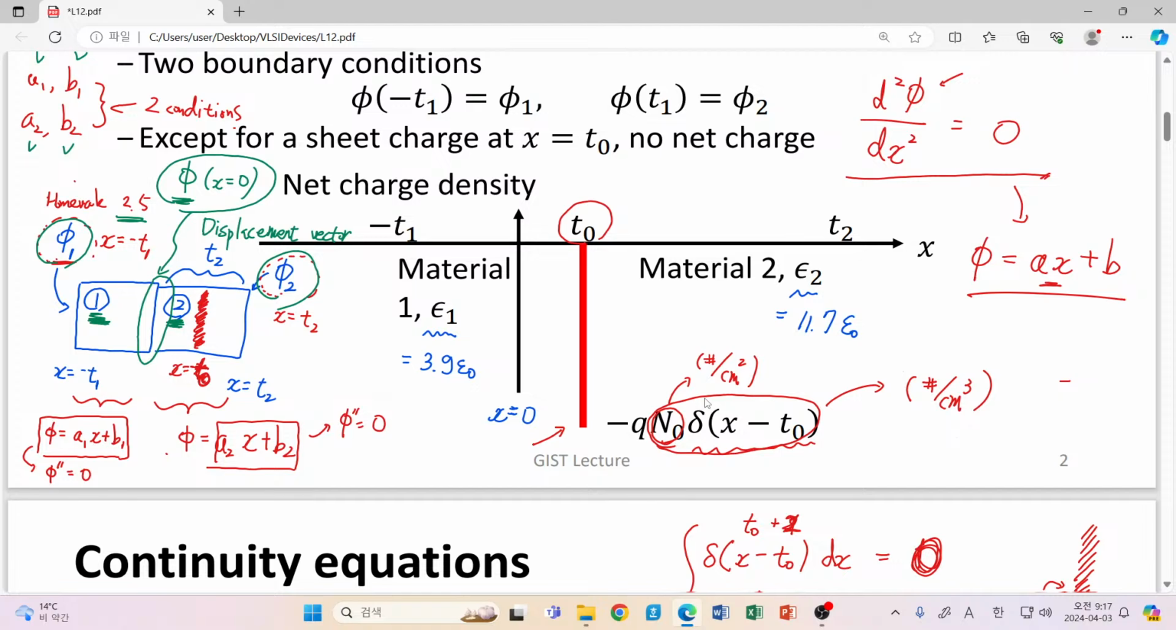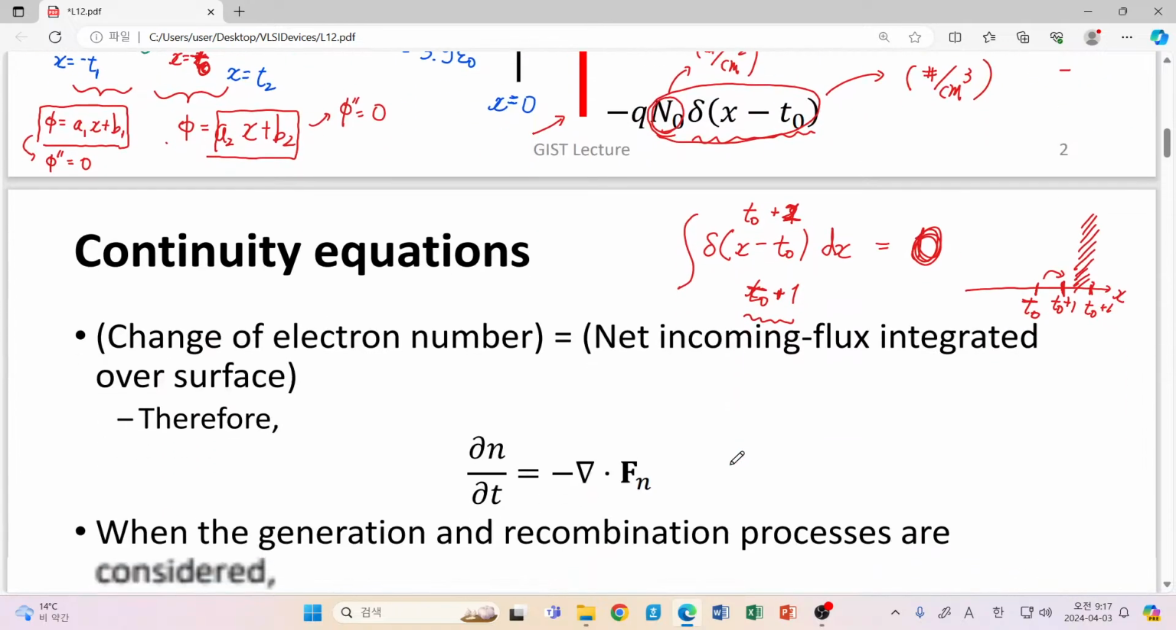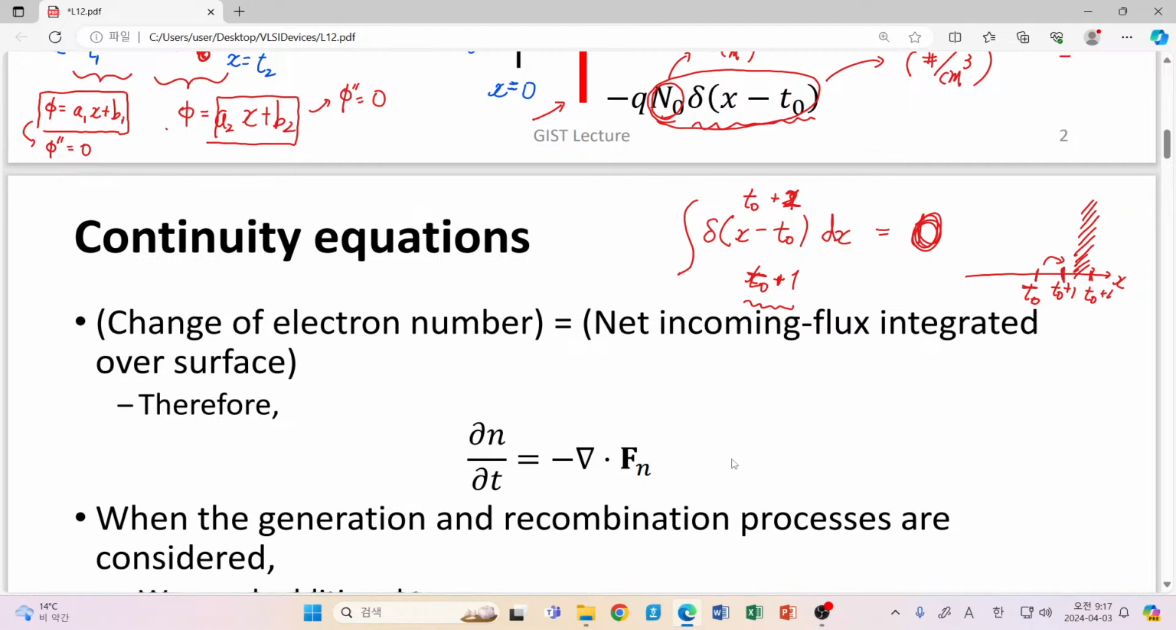So now let me give you a more concrete example. Say that your n sub naught is given as 10 to the 12 per square centimeter, and let's say that this sheet charge density is located at 1 nanometer.